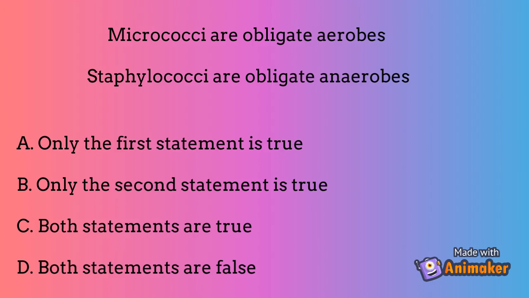So Micrococci are obligate aerobes, but Staphylococci are facultative anaerobes, meaning they don't need oxygen, but will utilize it when it's present. So Micrococci are actually obligate aerobes, which is correct. However, Staphylococci are facultative anaerobes. Although there are exceptions, but generally that's the answer.